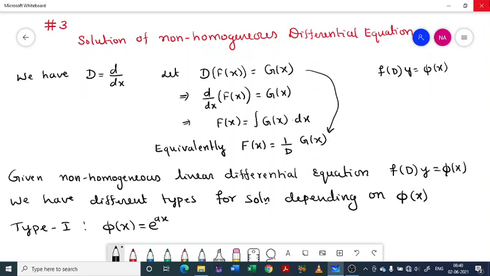Before going to non-homogeneous equations, as we discussed in the first class, a non-homogeneous linear differential equation has a solution in two parts. If you take y to be the general solution of the non-homogeneous linear differential equation, that will be yc plus yp. What is yc? Yc is the complementary function associated with the corresponding homogeneous equation, and yp is the particular solution or particular integral.